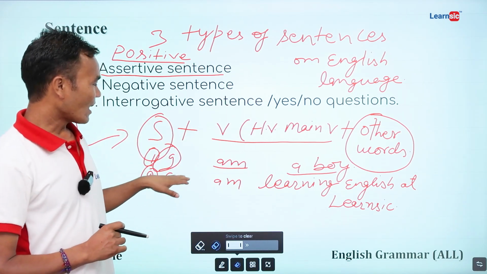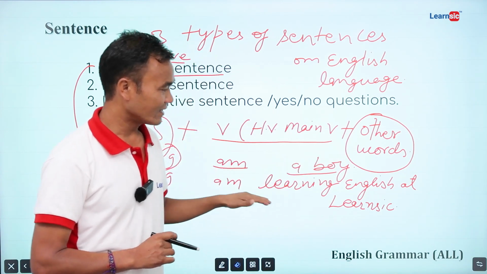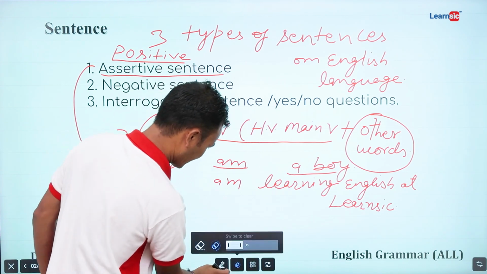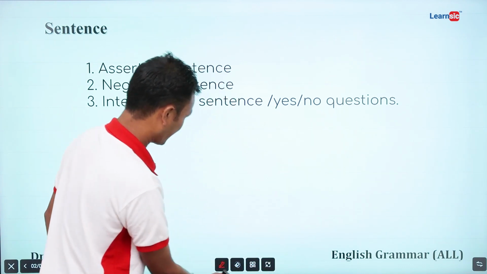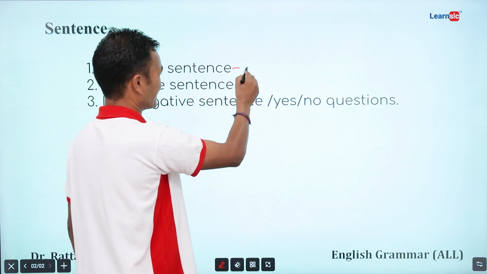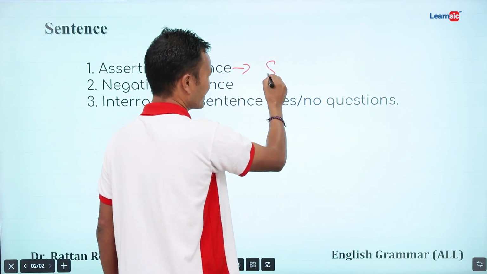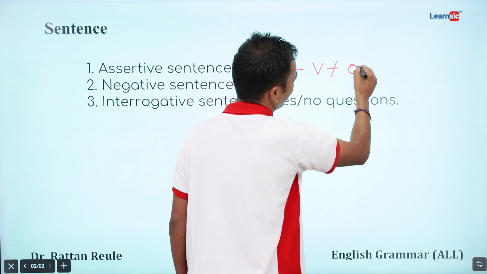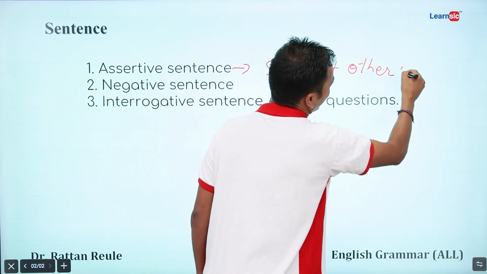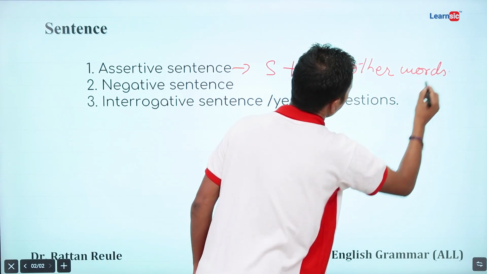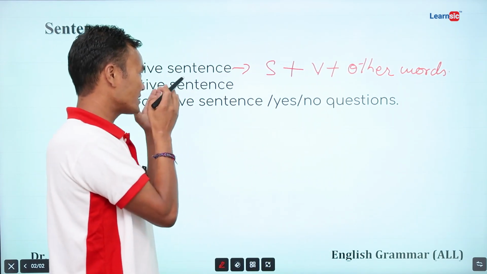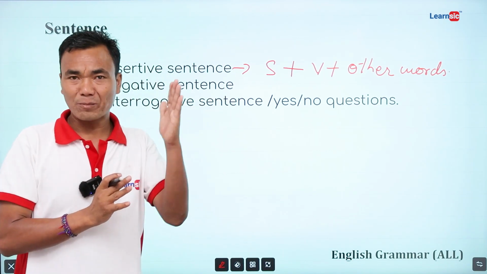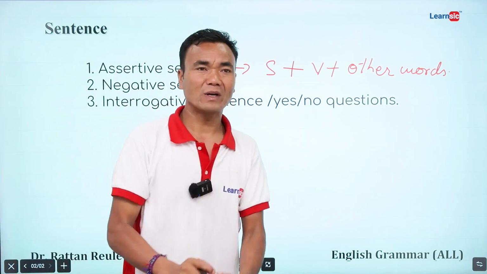Another example, I am learning English at Learnsic, right? Once more, I just tell you, it has three parts: subject, verb portion, whether helping verb, and other words, right? So we can say that an assertive sentence has three parts, three components, or three portions. What are they?